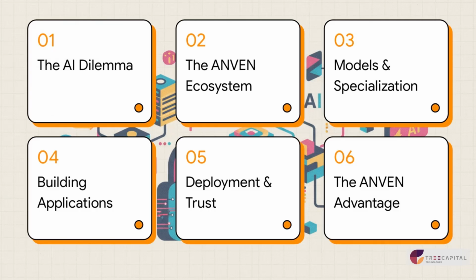First, we'll tackle that core dilemma every enterprise is facing. Then, we'll introduce the Anven ecosystem as the answer. After that, we'll walk through the whole AI lifecycle, from picking and training models to building smart apps, and finally, to deploying them with confidence. And we'll wrap it all up with what makes Anven so different.